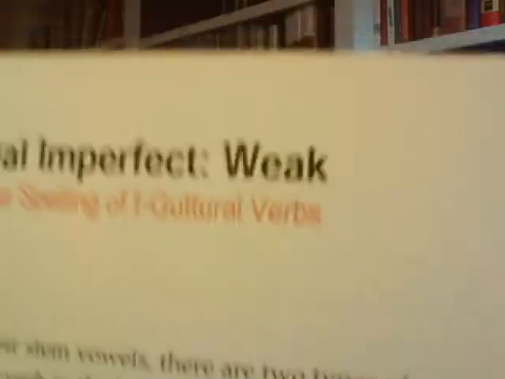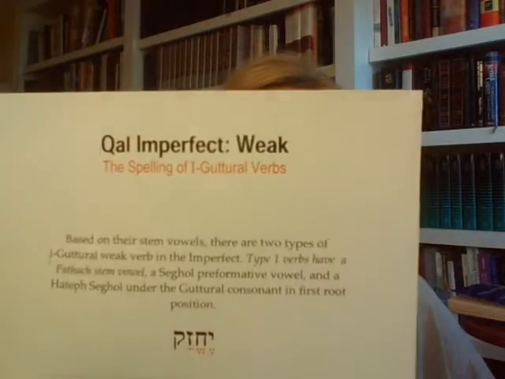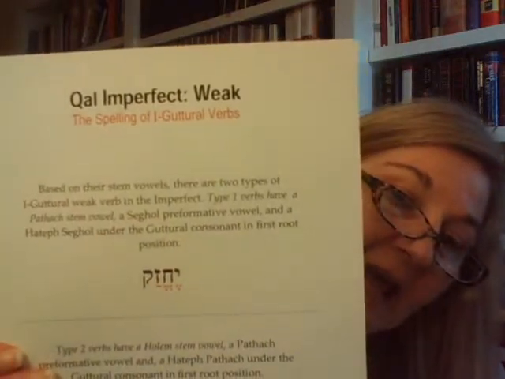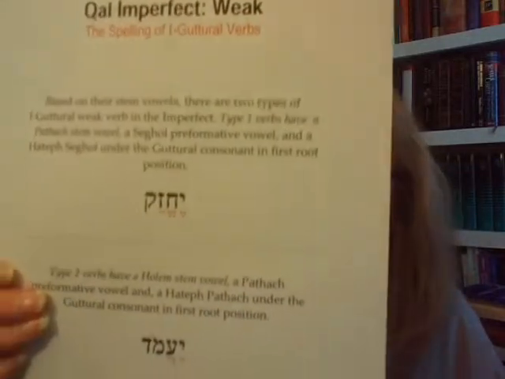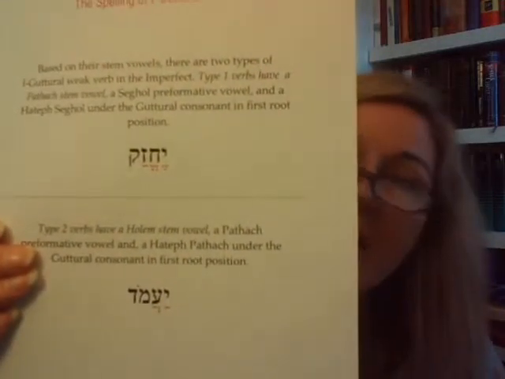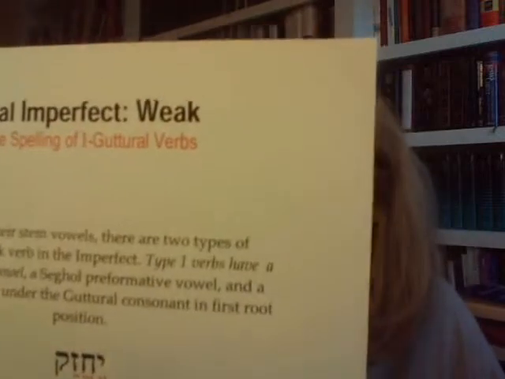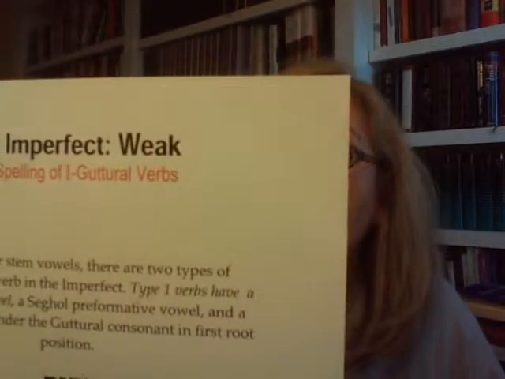The one-guttural verbs: there are two types of one-guttural verbs, and each type is classified by its stem vowel. Type 1 has a patach stem vowel, and type 2 has a holem stem vowel. Here you have yachazaq, and it's an E-E-A vowel pattern, and then you have yaamod, and it's an A-A-O vowel pattern.